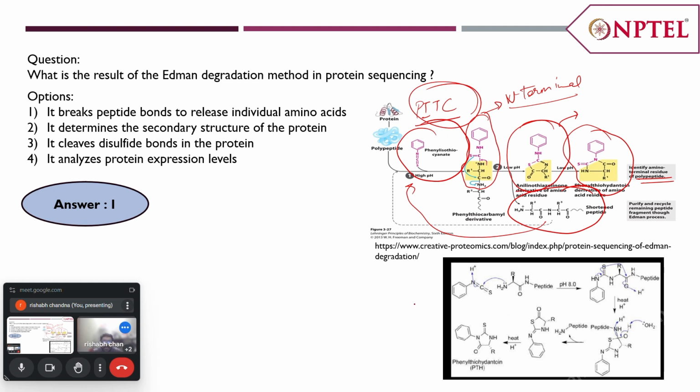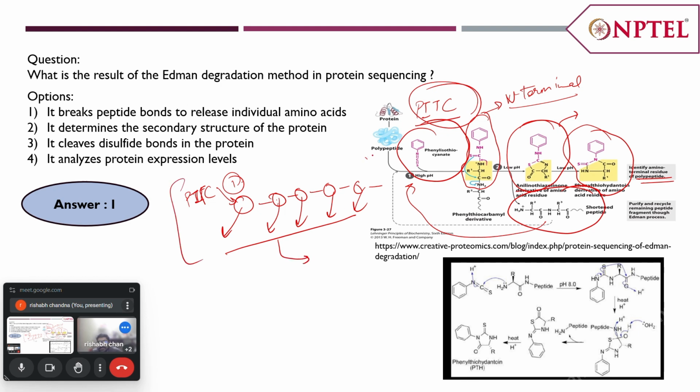So for example, this is the protein chain that we are talking about, and this was the first amino acid. So first PITC will basically attack this, and this will be separated. Then secondly, this would be done. Then third and fourth and fifth. Likewise, for every amino acid, this cycle would be used, and it would help us to determine which amino acid is which.